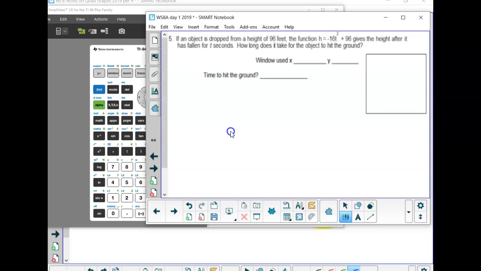If an object is dropped from a height of 96 feet, okay, so it has no initial velocity. It was just dropped. So it says the height is negative 16t squared plus 96, because of the initial height of 96. After it's fallen, how long does it take for the object to hit the ground? Okay, they want us to practice using an appropriate window.